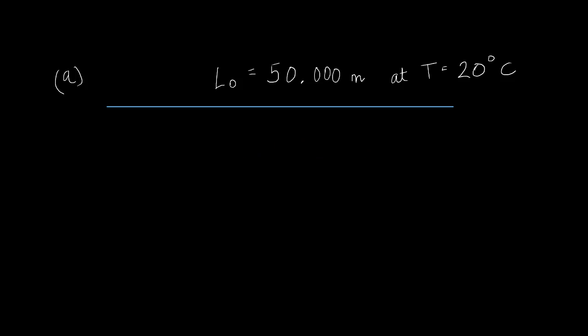Now let's look at two examples from the textbook. First, example 17.2. A steel measuring tape has an initial length L0 equals 50.000 meters at an initial temperature of 20 degrees centigrade. There are 3 decimal places, 0.000 meters, because the change is going to be small. Part A. Find the new length L for T equals 35 degrees centigrade.